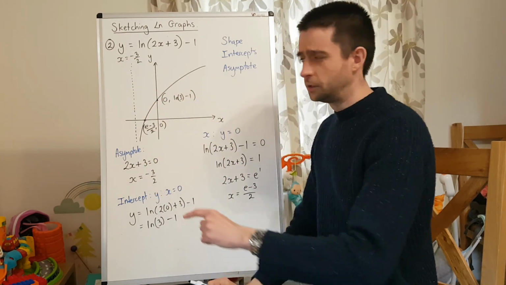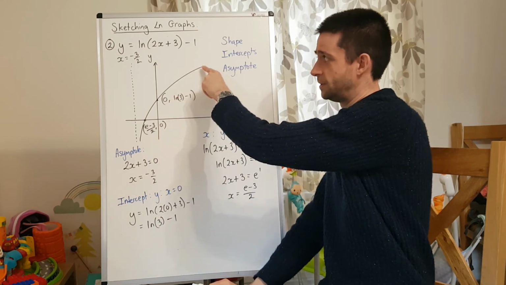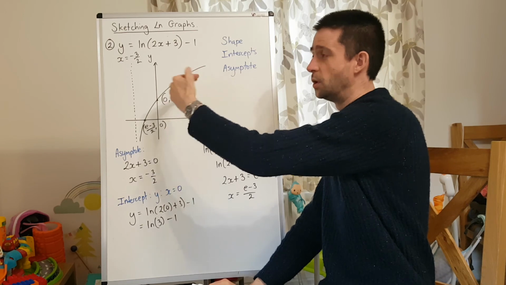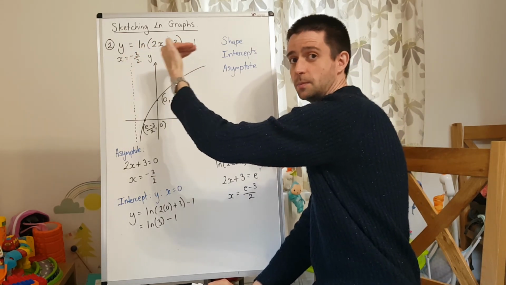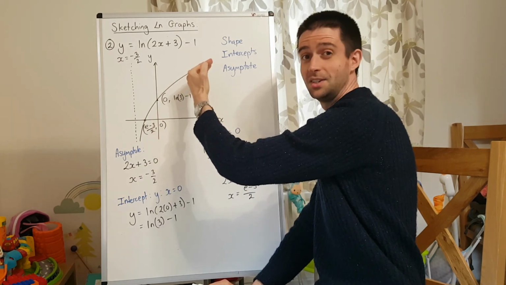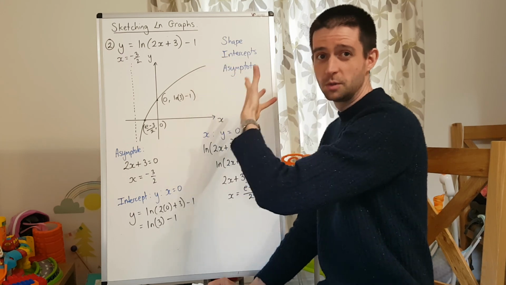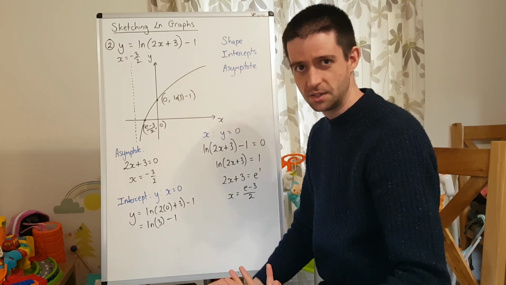Just a point about these ln graphs generally, it looks as though this ln graph is flattening out. We're not going to get a horizontal asymptote going across here. What's happening is this ln graph is continuing to increase in value, but it's doing it at a slower and slower rate, which makes it look like it's flattening, but it actually isn't.